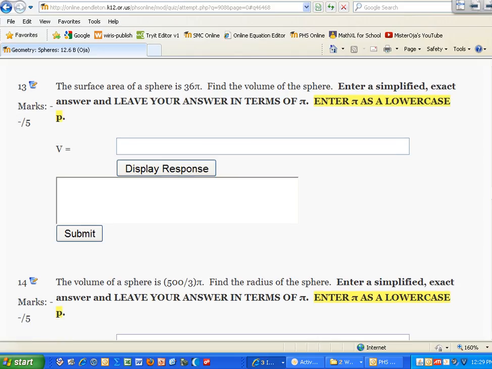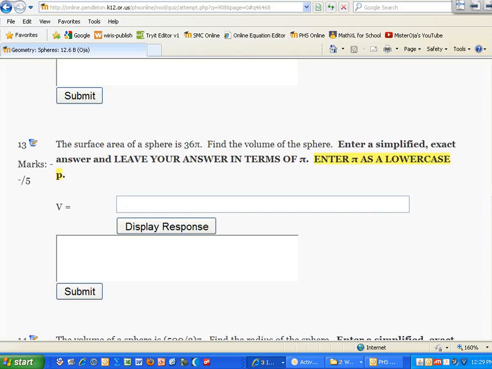The surface area of a sphere is 36 pi. Find the volume of the sphere. Now, those formulas I just wrote up here, what do they all have in common? If we're talking about circumference or surface area or volume, what do they all have in common? Radius. Yeah, they all have an r in them, right? So what we need to do here is find the radius first and then plug it into the volume equation to get our answer.